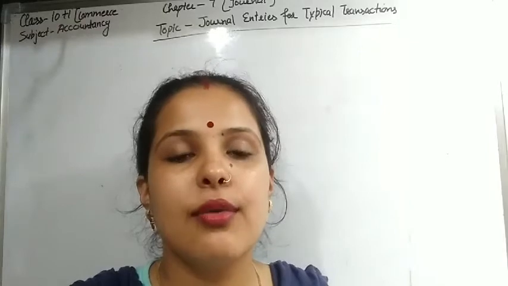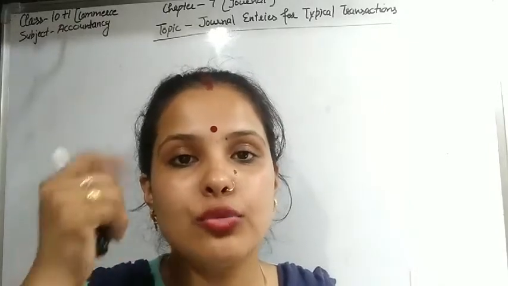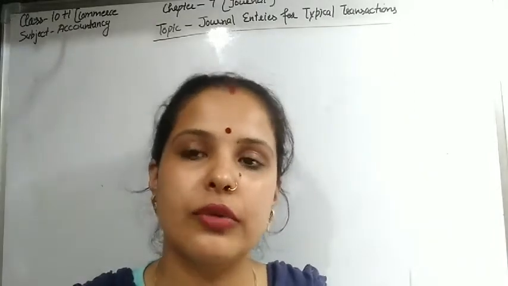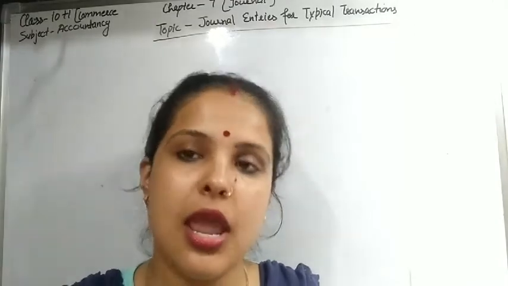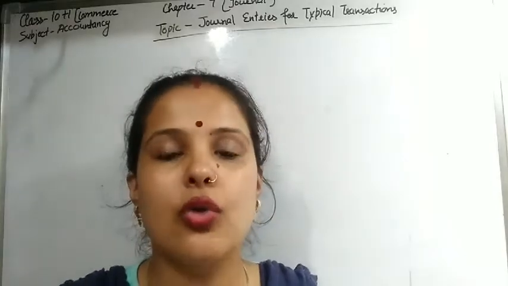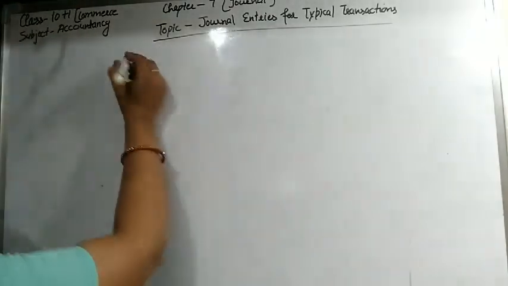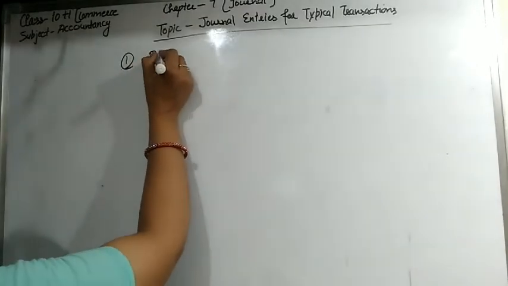Students, today we will learn how to pass the journal entry related to some typical transactions. We will discuss these transactions one by one and learn how to journalize them. Clear, students? First is partners capital account.